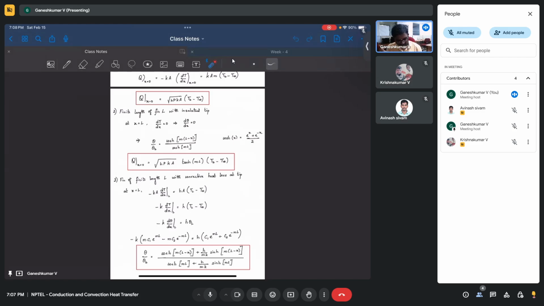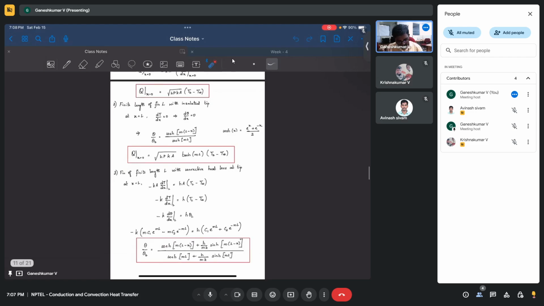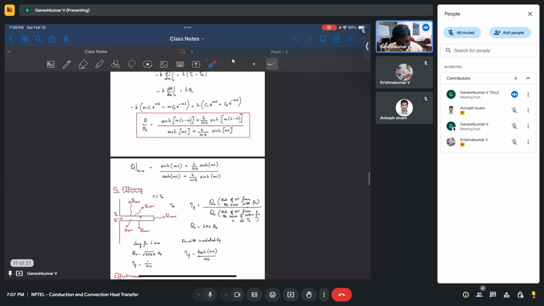Okay, so if that is the case, then this is how your solution will look. And this is the more general, more practically relevant case, where you have a finite length of fin and a convective heat loss condition at the tip. This is the most practical boundary condition that you can apply. If you use this boundary condition, then your solution becomes somewhat complicated, and hence the heat transfer from your fin also becomes a little bit complicated.